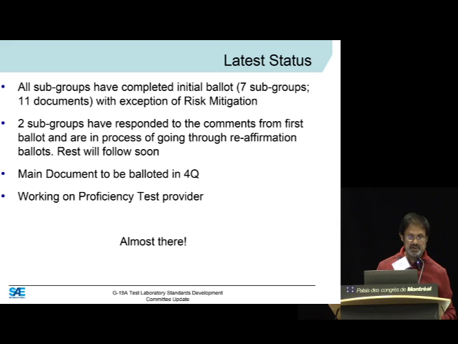All subgroups have completed initial balloting. There are 7 subgroups, 11 documents have gone through, with the exception of risk mitigation. Risk mitigation is just about completing its document. 2 subgroups have responded to all the comments. So typically in a ballot, in an electrical group, there are about 140 comments that we receive. It's our job to respond to all the comments, go back to the originator who made the comment, make sure that at least they know how it's being addressed, and then go for reballoting. So currently there are 2 subgroups that have responded to all of them, and they are going through reaffirmation ballot. Electrical subgroup will be the next one that'll go through.